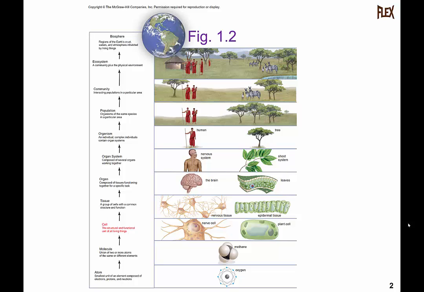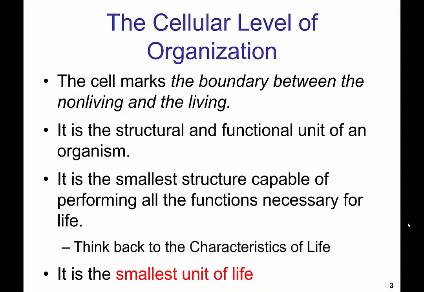Looking back at Figure 1.2 from Chapter 1, today we get up to the cellular level. This is going to be the structural and functional unit of living things. At the cellular level of organization, we have the boundary between the non-living and the living. It is the structural and functional unit of an organism. It is the smallest structure capable of performing all the functions necessary for life.